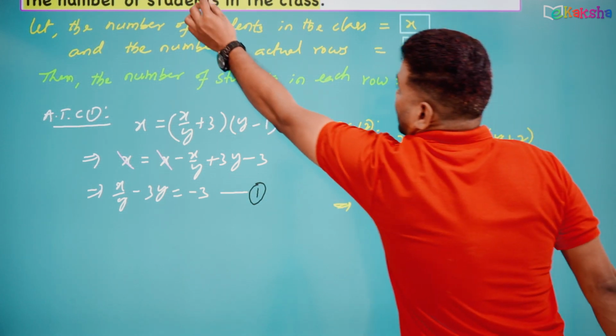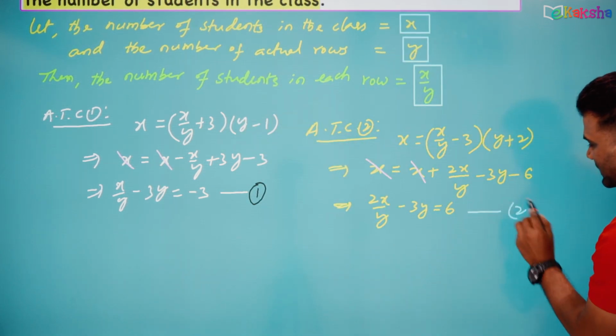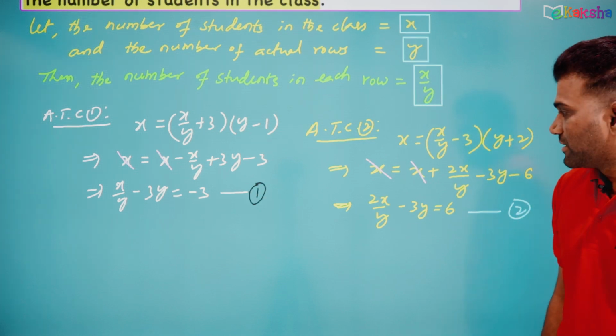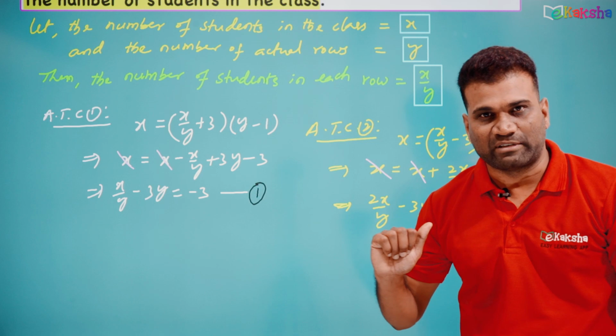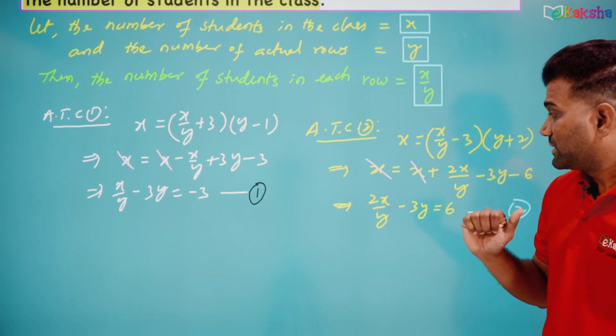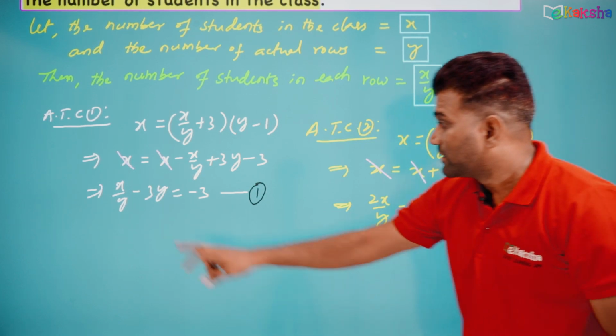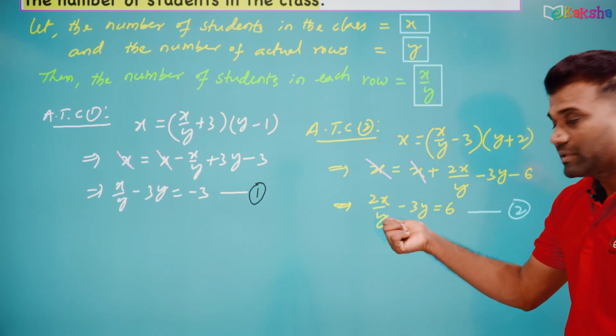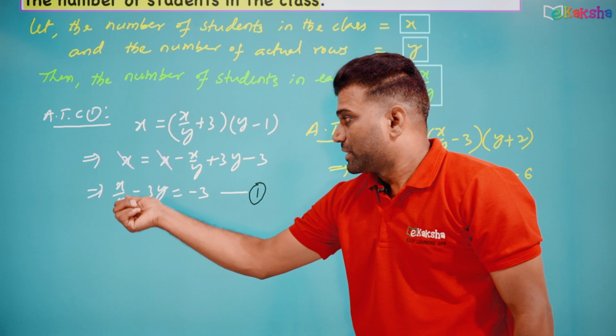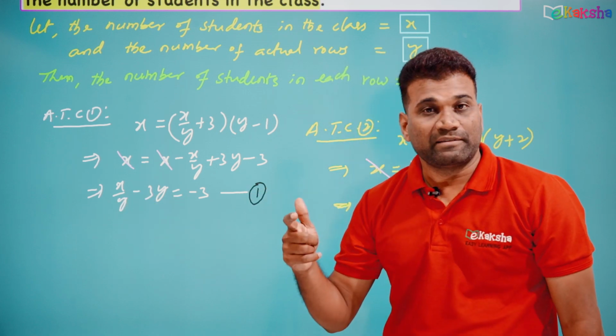We have got another equation. Let us take this as equation number 2. Now on solving equation 1 and 2, we will get x and y. Okay, now what we will do is, we will eliminate this first term, x upon y term. For that, here we have 2x upon y, here only x upon y. So equation 1 we multiply with 2.